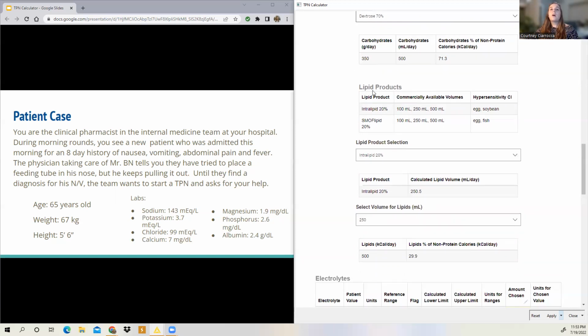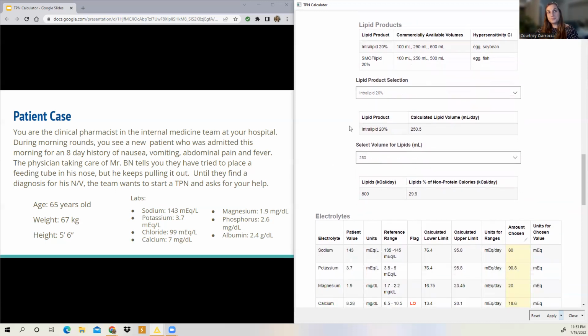And then for the lipids, we have the 2 lipid products that we see more at the hospital, and they're commercially available volumes, along with any allergies that you need to watch out for in patients. So if your patient has a soybean allergy, you don't want to use the Intralipid, but our patient is perfectly fine with that. So that is what we will choose. This is how much it worked out to, a nice even number, very close to one of the commercially available products. So we'll go ahead and choose the 250. And then this calculates the calories a day for the lipids, and then the percent of the non-protein calories, which is 30%, to round out what is left over from the carbohydrate calories. And so that's exactly what we want.